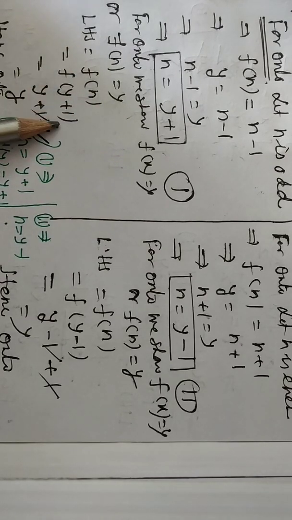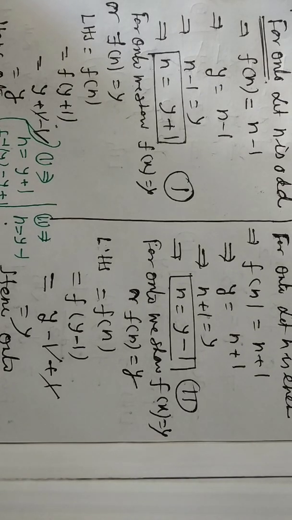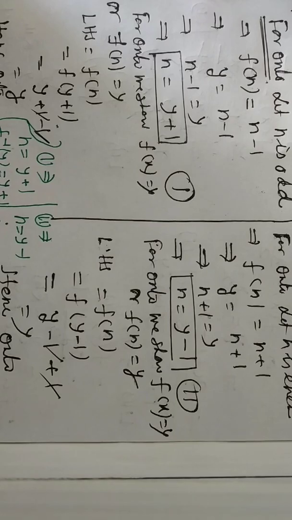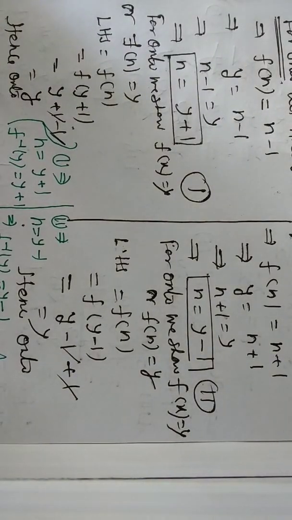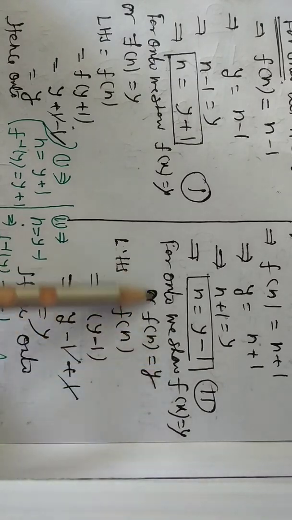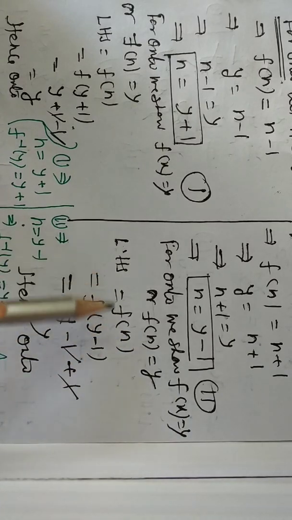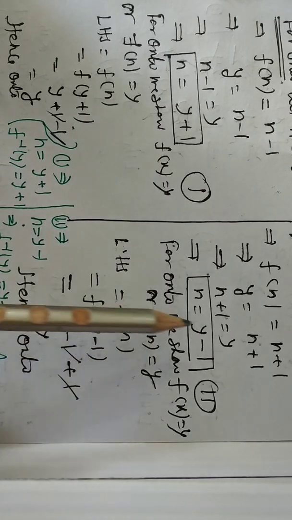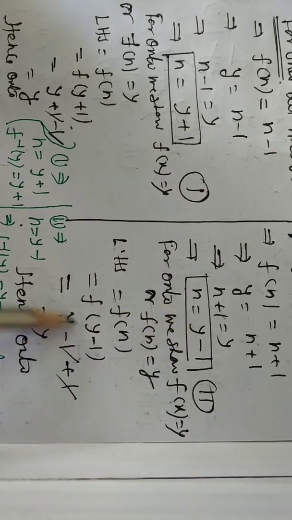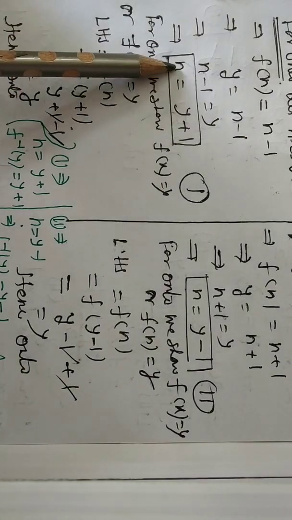LHS, f(n) is equal to f(y plus 1), so this is y plus 1 minus 1, 1 cancelled, so this is equal to y. Hence onto. Now here for onto we should prove f(x) is equal to y or f(n) is equal to y. LHS, f(n) is equal to, put the value of n, y minus 1. So again follow the definition of even case, y minus 1 plus 1, again y. Hence onto. Now f inverse of y, this will give f inverse of y.